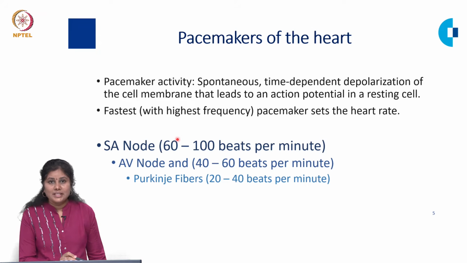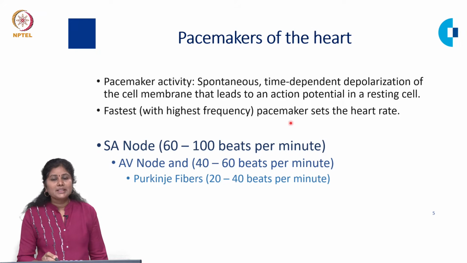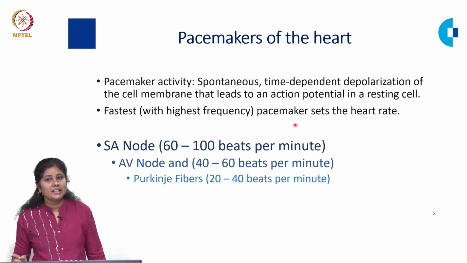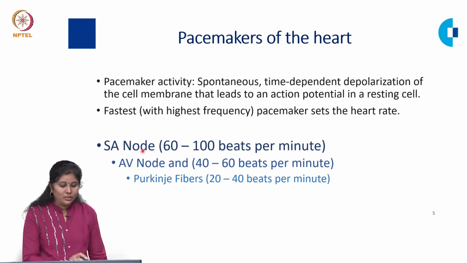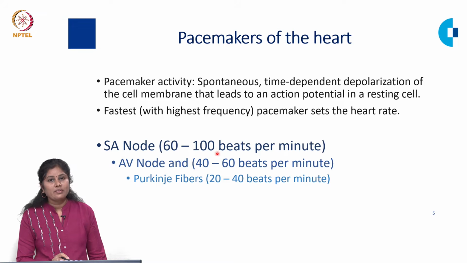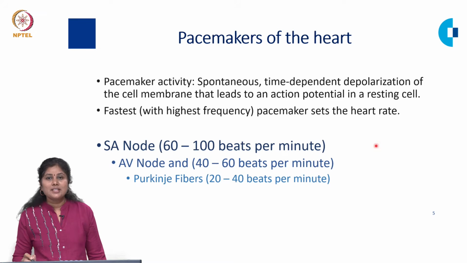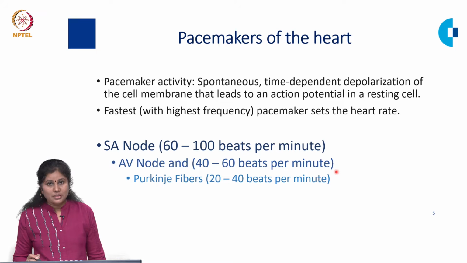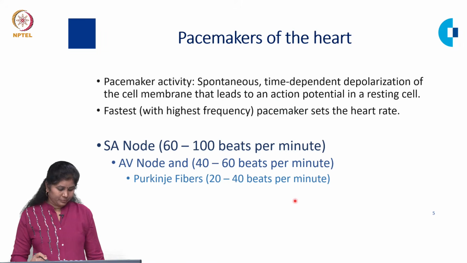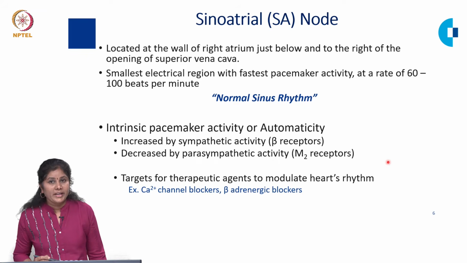Now, there are different pacemaker cells in the heart. The fastest pacemaker is usually setting the heart rate. The fastest pacemaker is the one which has got the highest frequency. So, in that order, the SA node, the sinoatrial node, has got the frequency of 60 to 100 beats per minute. This is the primary pacemaker of the heart. Next is the AV node, which has got the frequency of 40 to 60 beats per minute, which is followed by the Purkinje fibers, which are capable of producing the electrical activity at a rate of 20 to 40 beats per minute.